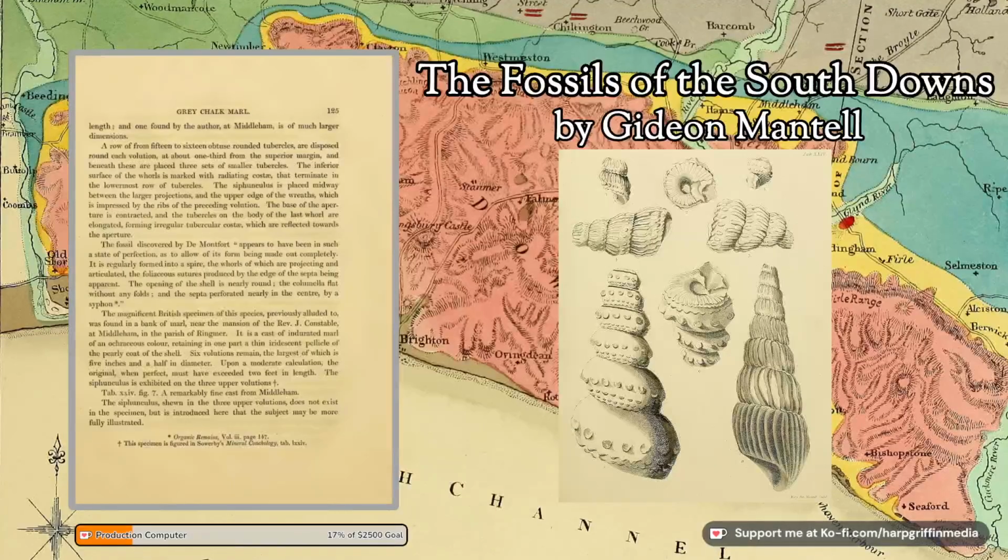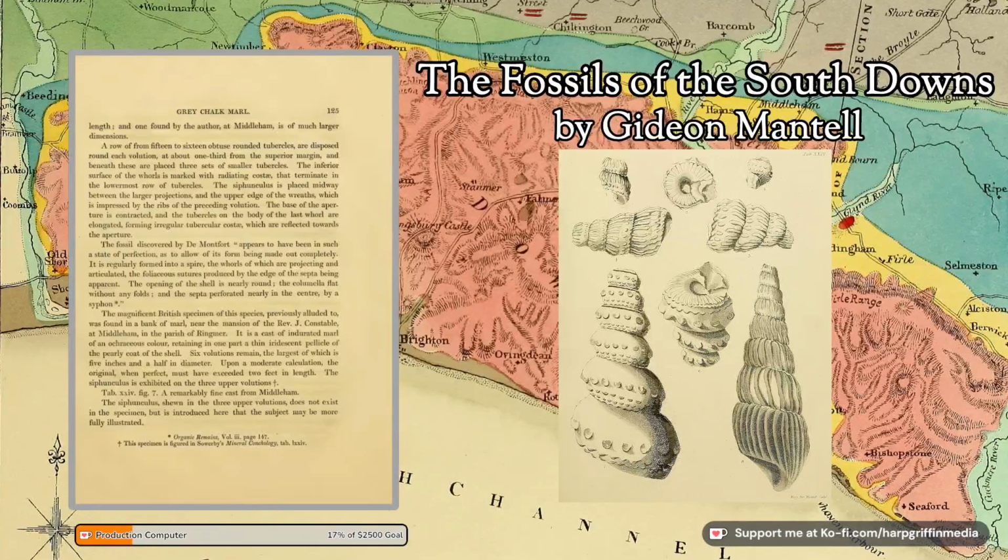The base of the aperture is contracted, and the tubercles on the body of the last whorl are elongated, forming irregular tubercular costae, which are reflected towards the aperture. The fossil discovered by De Montfort appears to have been in such a state of perfection as to allow of its form being made out completely. It is regularly formed into a spire, the whorls of which are projecting and articulated, the foliaceous sutures produced by the edge of the septa being apparent.